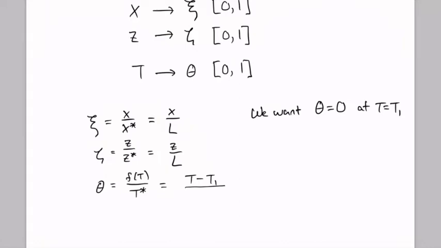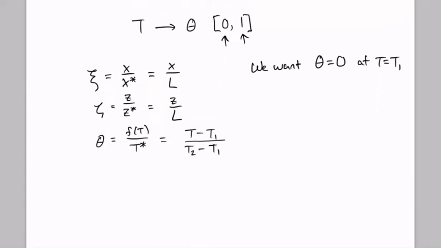That's halfway. That gets us to this part of our desired definition of theta. The other part is we want it to equal 1 at the other boundary, so that's when the temperature is T2. And so to achieve that, we choose T2 minus T1 to be the denominator. And that basically assures that theta is going to be somewhere in between 0 and 1. And that's exactly what we wanted for this non-dimensionalization.